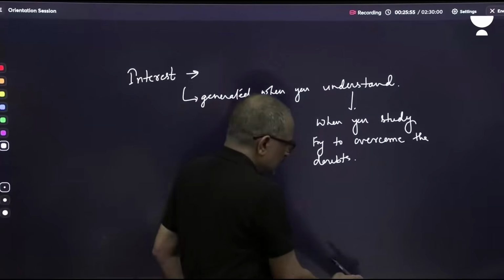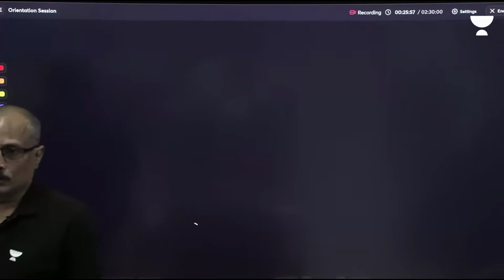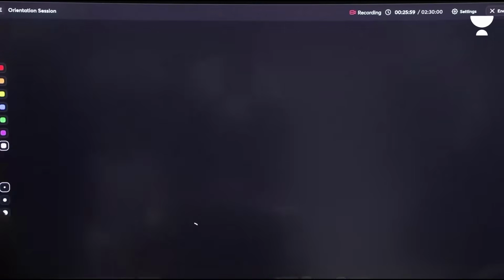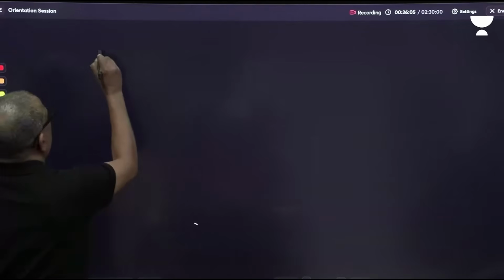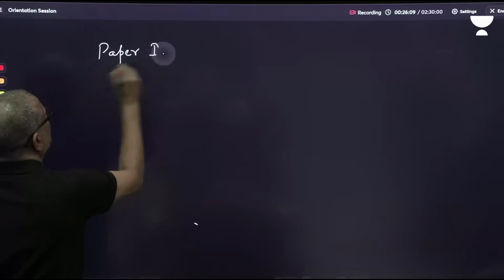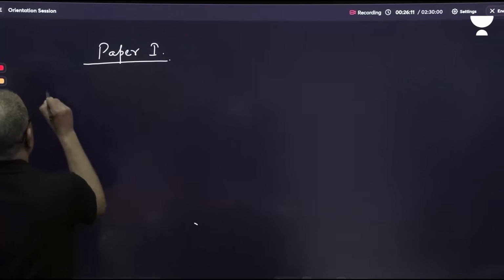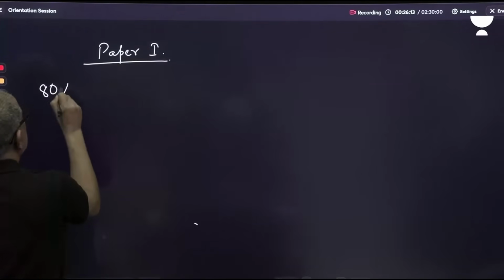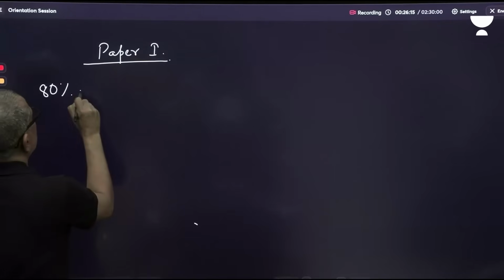Now the question is, what is the study material that we have to refer to? What are the things that we are going to read? Paper 1. 80% of the syllabus is covered by one book.